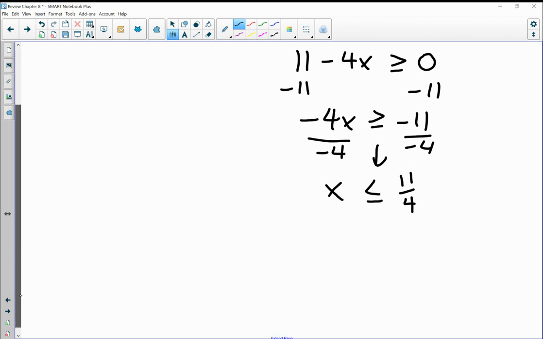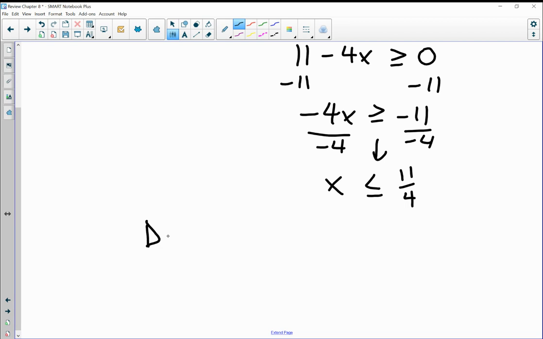Okay, so what does that look like in terms of the interval notation? So less than or equal to 11/4, that means we would have 11/4 with our square bracket, and we're going to the left because we're less than, and so going to the left, that direction will be -infinity. Okay, so interval notation would be parentheses, -infinity, 11/4, and we have the square bracket to close it off.